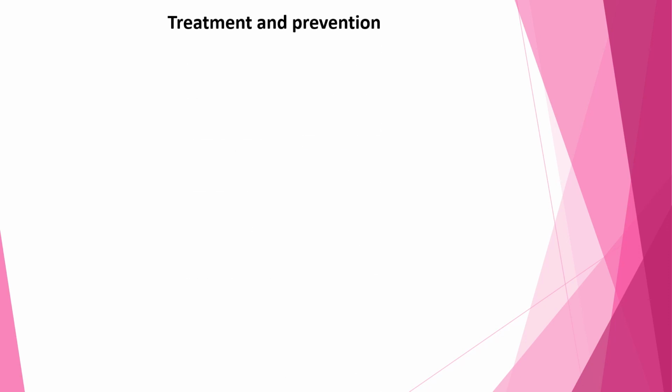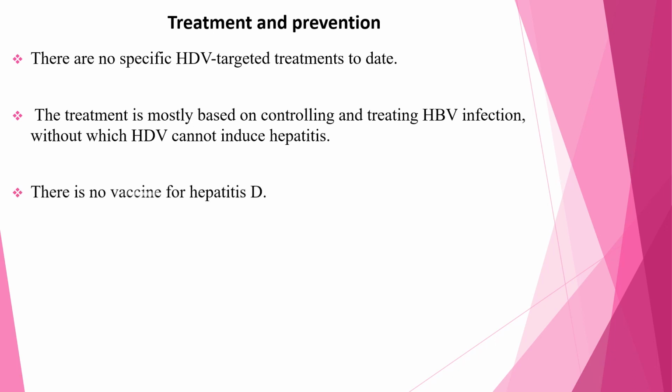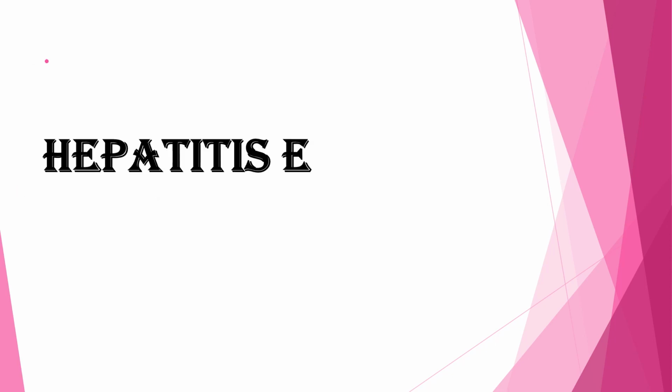When we see about treatment and the prevention of hepatitis D, there are no specific hepatitis D virus targeted treatment to date, and the treatment is mostly based on controlling and treating hepatitis B virus infection, without which hepatitis D virus cannot induce hepatitis. And there is no vaccine for hepatitis D till now. Because hepatitis D virus replication cannot occur without hepatitis B co-infection, immunization against hepatitis B virus also prevents hepatitis D virus infection. The last one is hepatitis E.